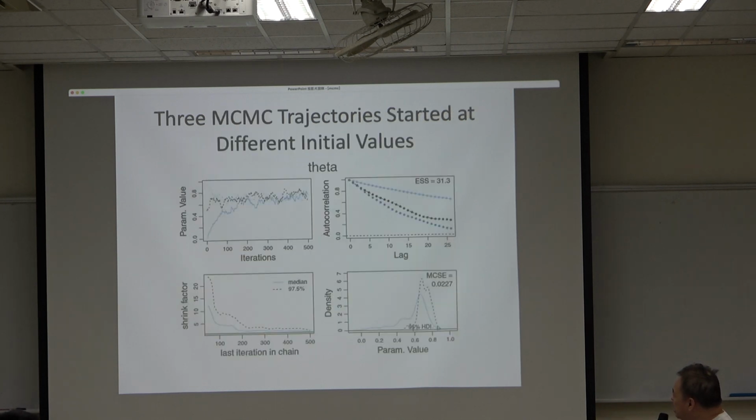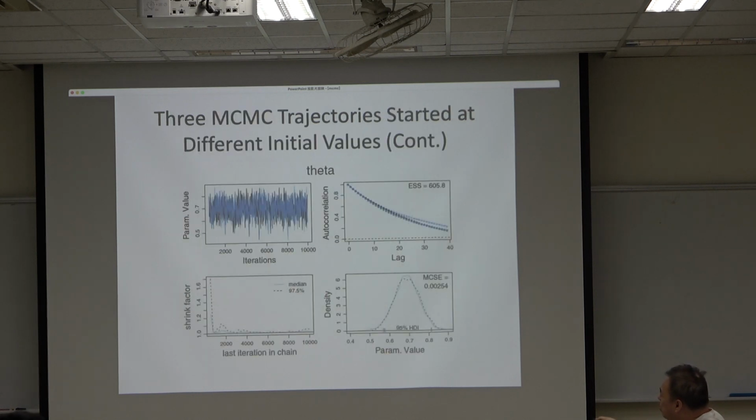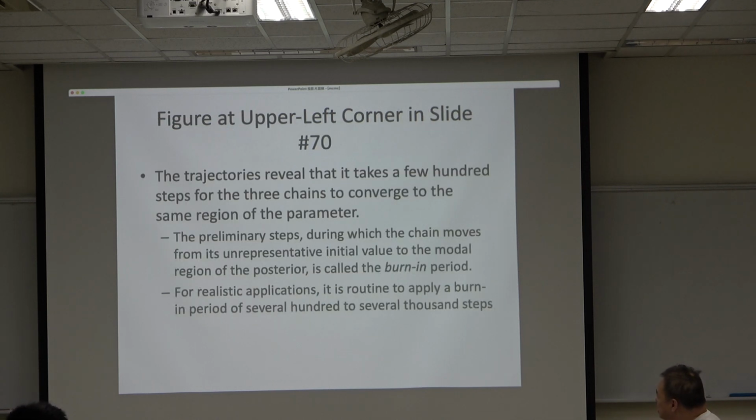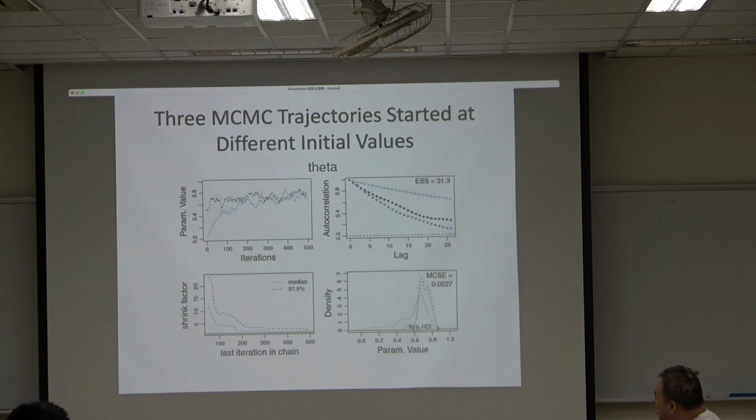But you may wonder how come this one doesn't look like that. You can see there are three chains in the upper left figure, right? But you feel like, well, in this upper left figure, these three chains do not mix so well like this one, right? So why? It was because, take a look at the iteration. This is the first 500 iterations.